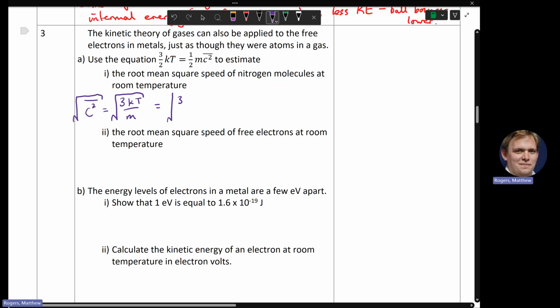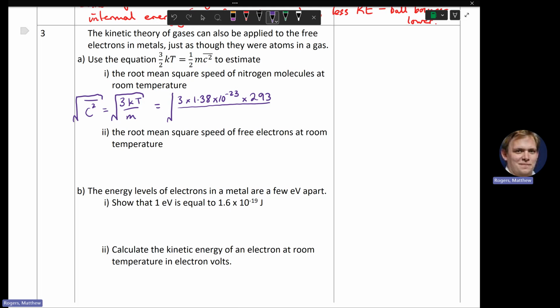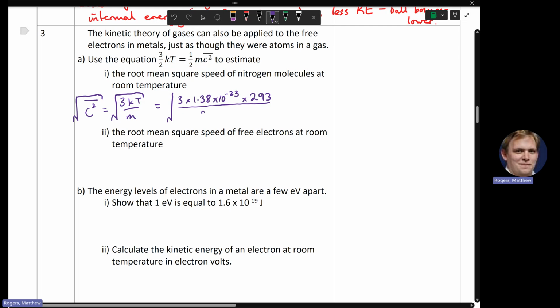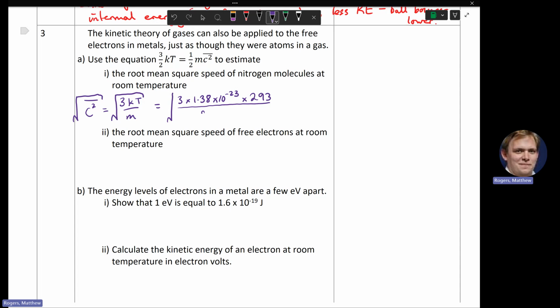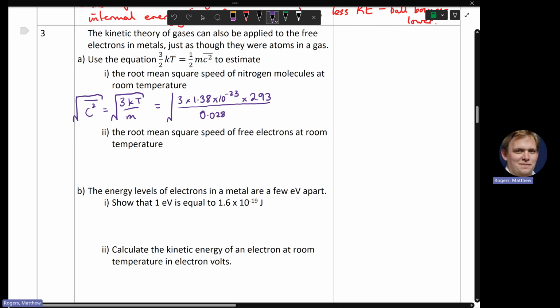The square root of 3 times 1.38 times 10 to the minus 23 times room temperature. If we take it to be 20 degrees, that would be 293 kelvin. You might have chosen a slightly different value, but 20 is fairly standard. Divided by the mass of the nitrogen molecule, which we knew from the previous question is 0.028 kilograms divided by the number of molecules in a mole. Taking the square root of that gives us 508, so we're probably going to write 510 meters per second.